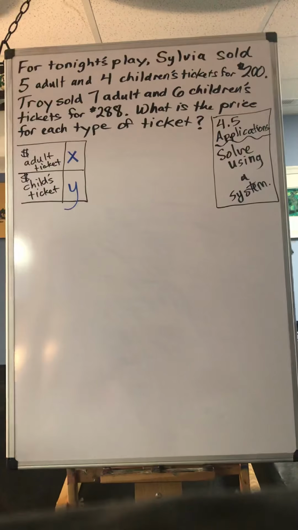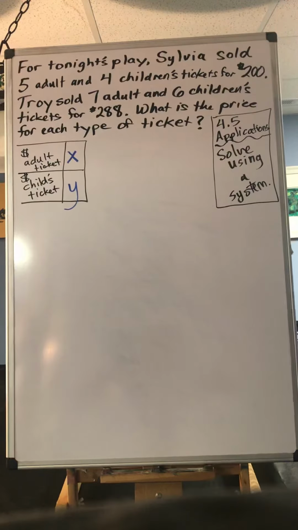This is where the setup is easier than the problems we did in chapter 2, where we did word problems using only one variable. These problems, we can write a system but use 2 variables. So the first part is easy. Adult ticket X, cost of a child's ticket Y. Now we're going to write the system that we're going to use to solve.